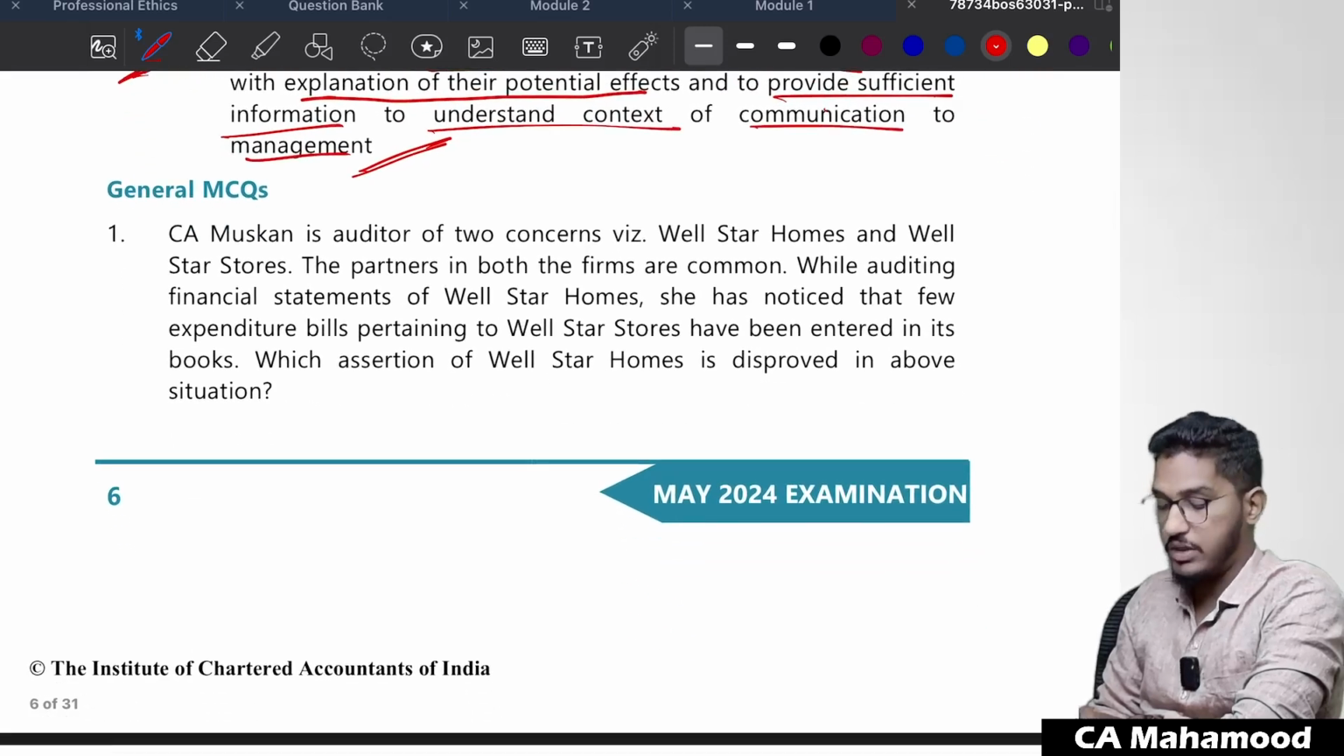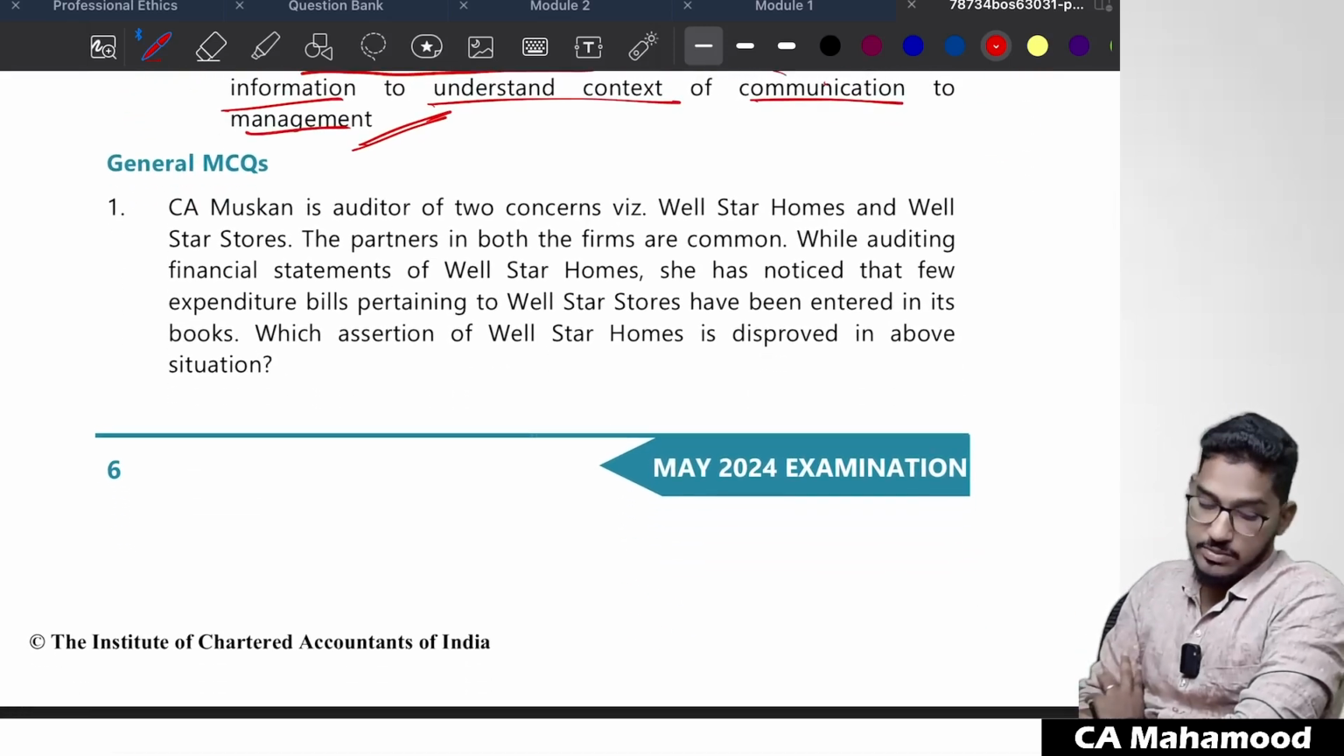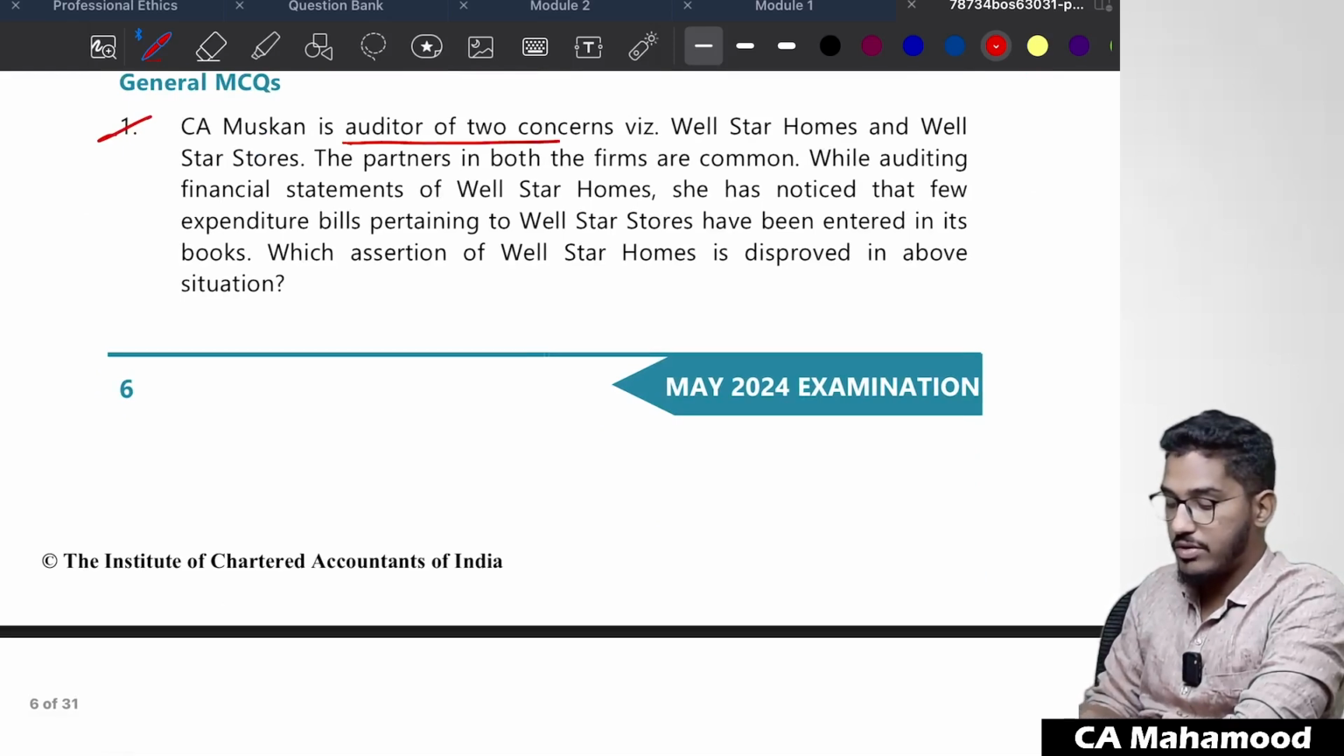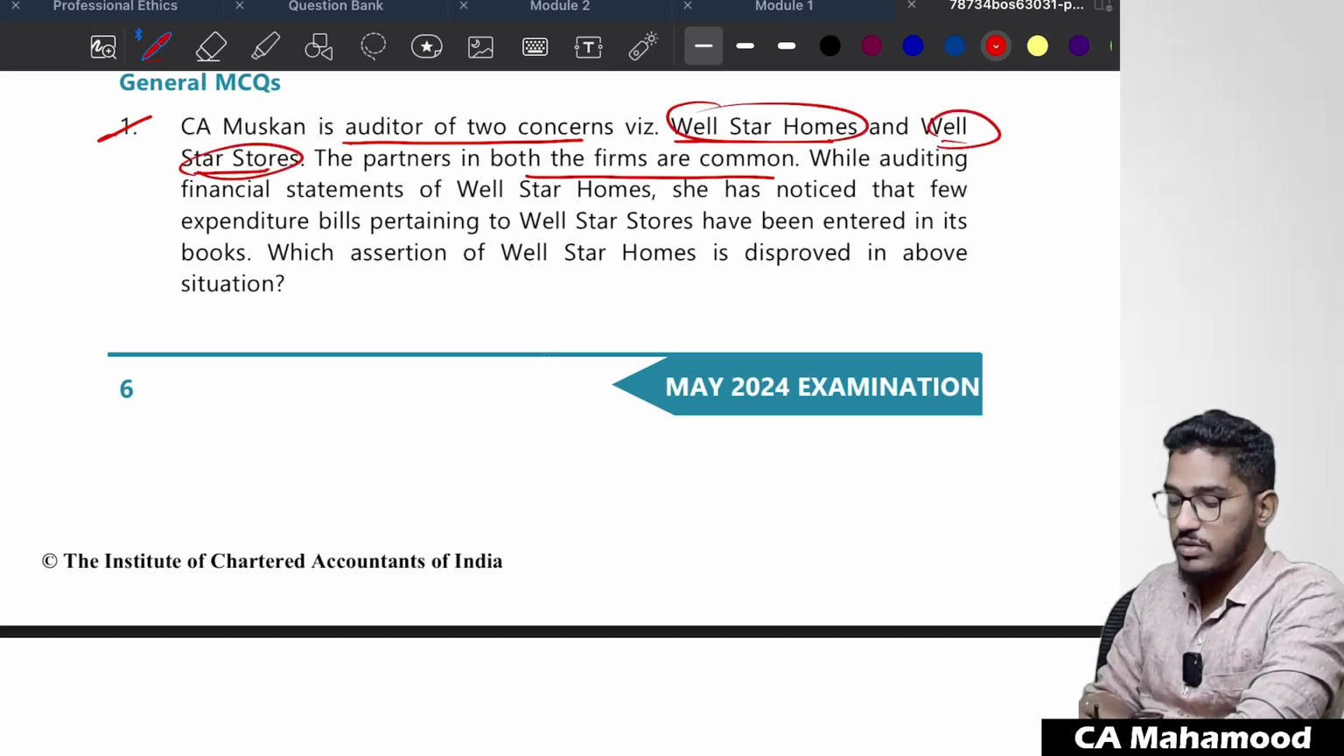Okay, next one. General MCQs. Now there are some general MCQs, not case scenario based. Let us have a look at them also. CA Muskan is auditor of 2 concerns, Wellstar Homes and Wellstar Stores. The partners in both the firms are common. She is conducting audit of the 2 firms. Both have common partners, both are related entities.